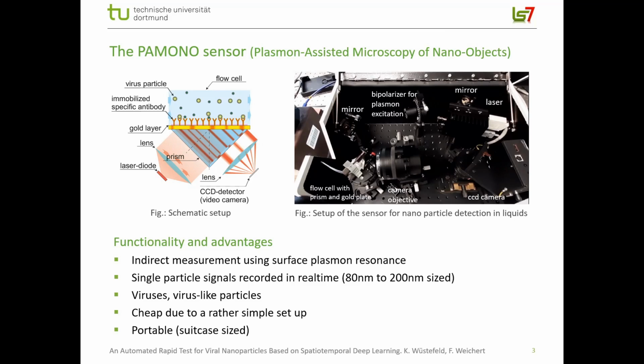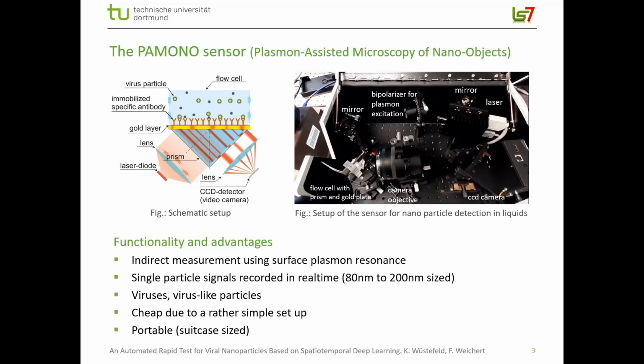Nanoparticles. On the left side of the slide, you can see the schematic setup of the sensor. In the middle of it, there is a gold plate which is coated by immobilized specific antibodies, which means that the antibodies bind to one specific type of viral particles. On the upper side, the gold plate is embedded in a flow cell with a liquid possibly containing viral particles being pumped over it.